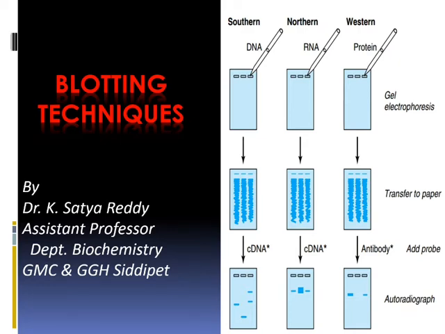So what is blotting? These techniques are widely used as an analytical tool for specific identification of desired DNA, RNA or protein from thousands of molecules. Out of that, we are going to identify a particular compound, either DNA, RNA or protein, depending on which blotting we are doing. That we are going to discuss in detail.